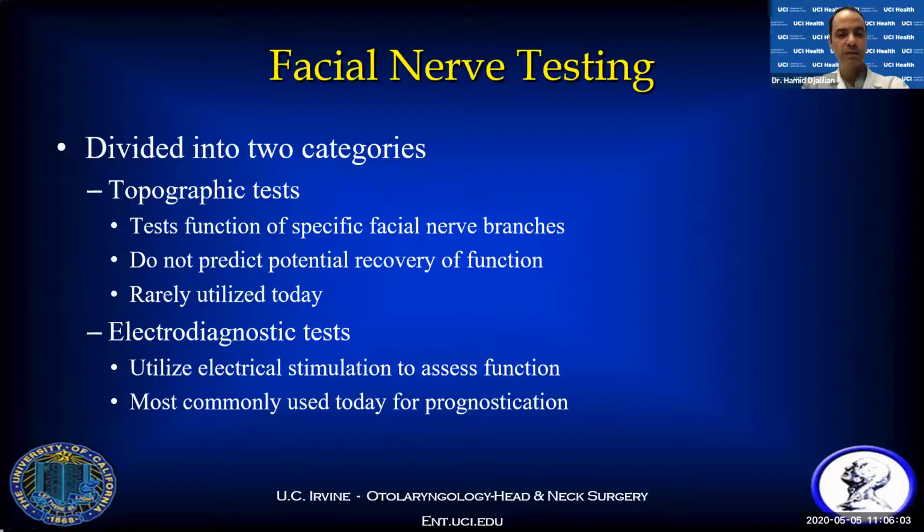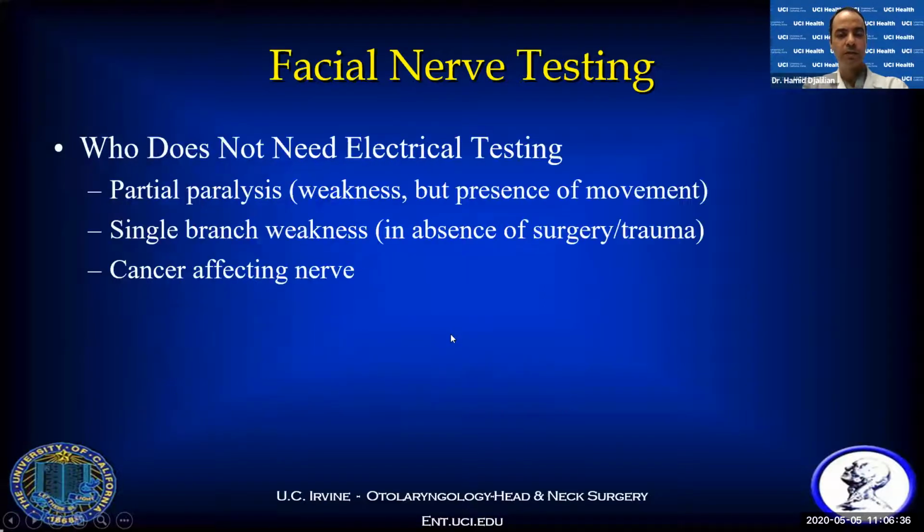So the testing that is done, there are two types of testing. The electrodiagnostic is really what we use the most. There is topographic testing, which really nobody uses. It was used a long time ago when they didn't really understand what was going on. And so there are various tests that you could do, but really the reality is none of them have been shown to predict recovery, so not used today. The electrodiagnostic tests we will go through, and that's what we're going to concentrate on the most.